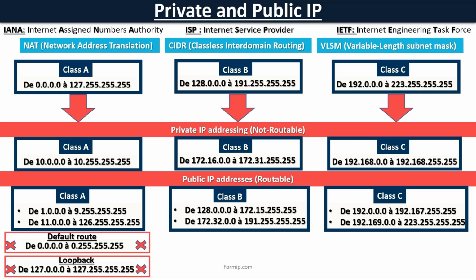When a host that uses a private address wishes to go out on the Internet, it will be necessary to translate this private address into a public one. This translation process is called NAT. In general, it is the router or the firewall that takes care of the NAT.